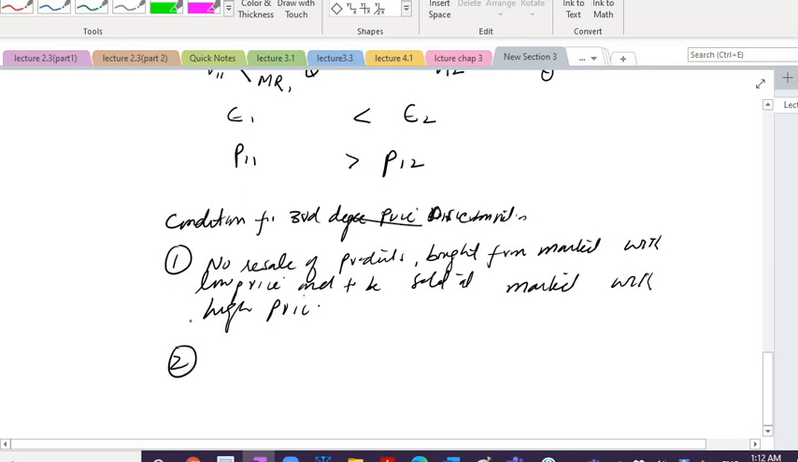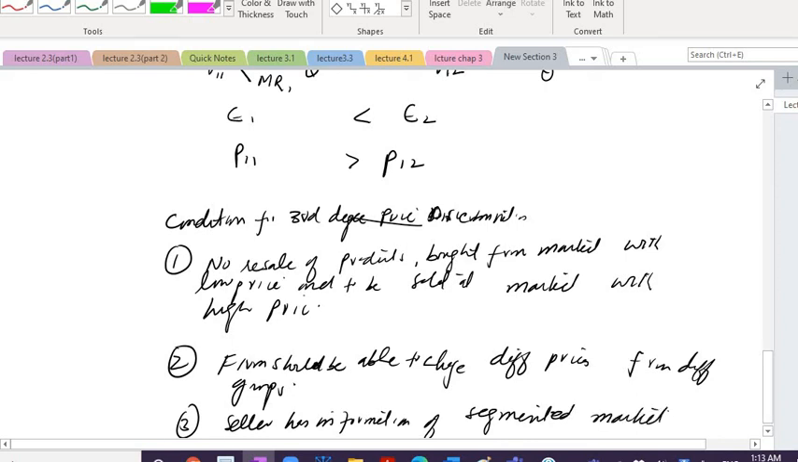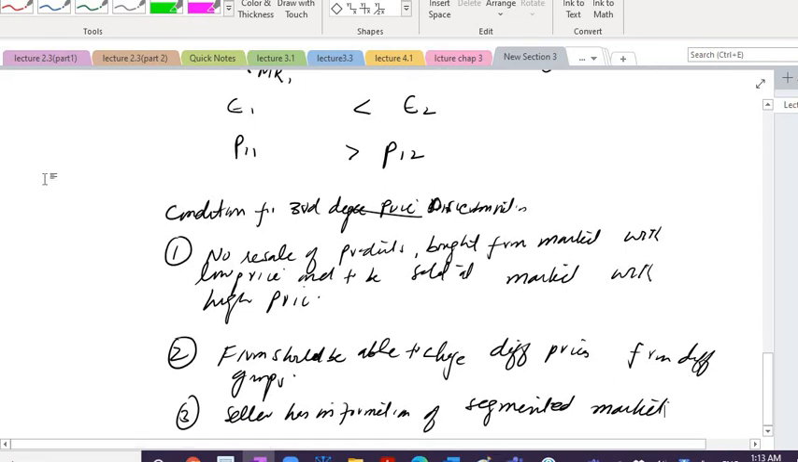उसके बाद दूसरा है कि फर्म शुड बी एबल टू यानी उनके पास परमिशन हो टू चार्ज डिफरेंट प्राइसेस फ्रॉम डिफरेंट ग्रुप्स. ओके. और जो इसका तीसरा पॉइंट है, इंफॉर्मेशन होनी चाहिए, seller has information of segmented markets. मतलब ये information seller के पास है कि there are 2 categories of people and they have different elasticity, so that he can implement his policy of charging different prices to different markets.